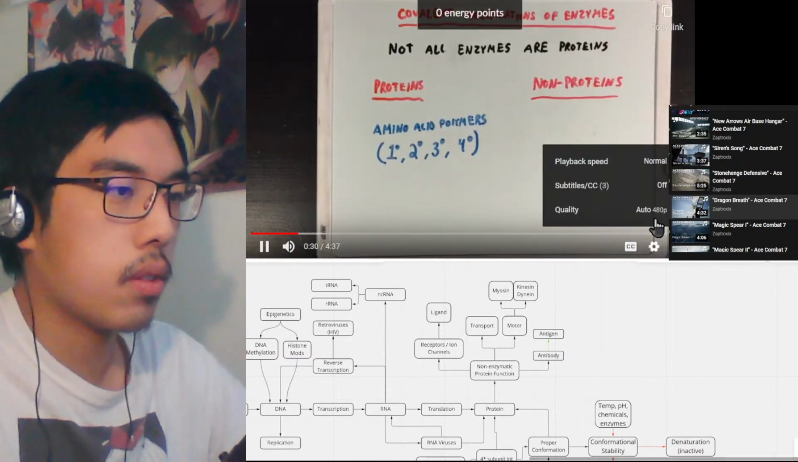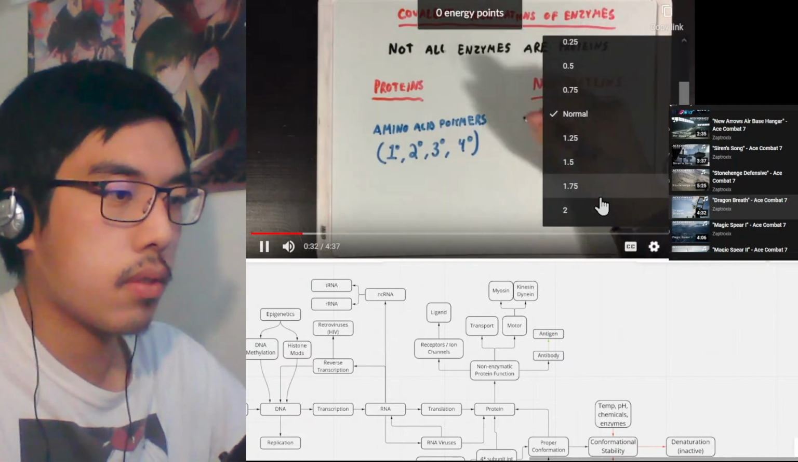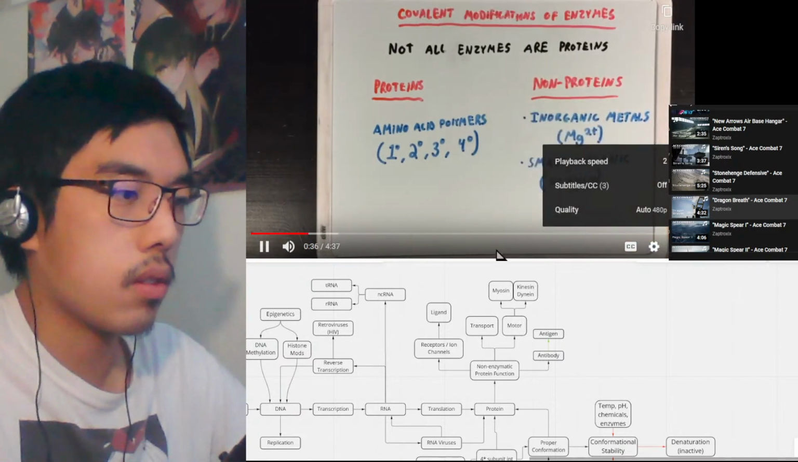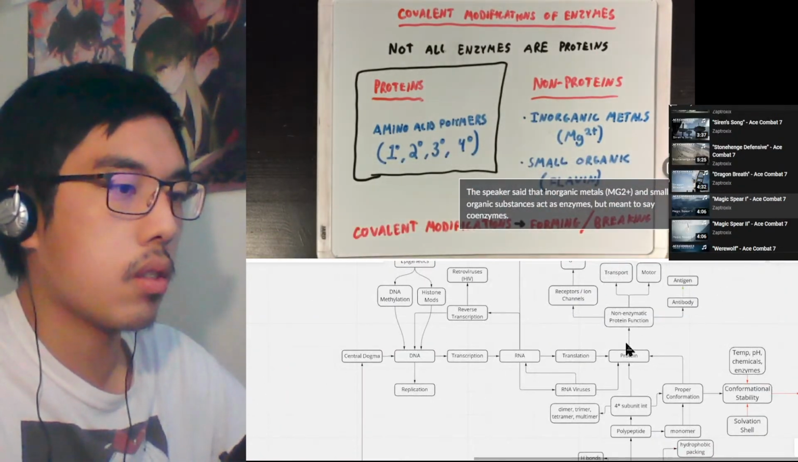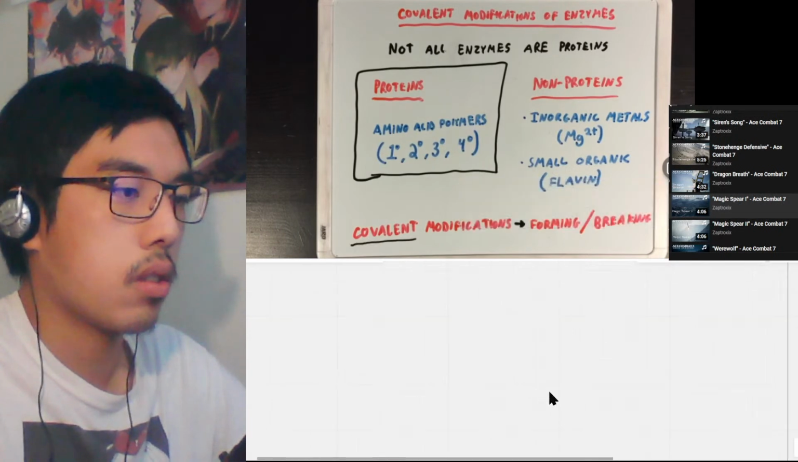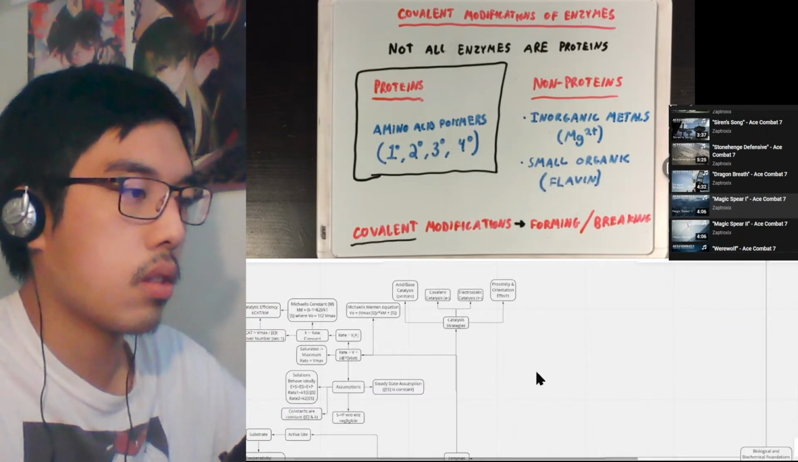But there are also many different kinds of enzymes that aren't proteins. Inorganic metals like magnesium or small organic molecules like flavin can also act as enzymes. But for the purposes of this discussion, we're going to focus on the proteins. And to be clear, when we say covalent modifications, we refer to modifications to a protein that involve forming or breaking covalent bonds. Now there are tons of different covalent modifications that we can observe, so I'm only going to touch on a select few to get the point across.